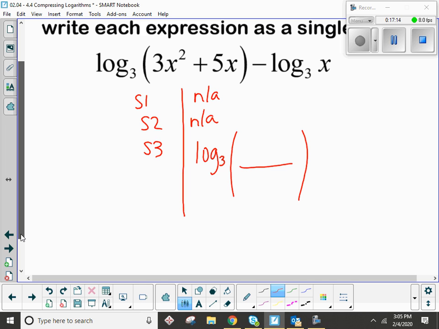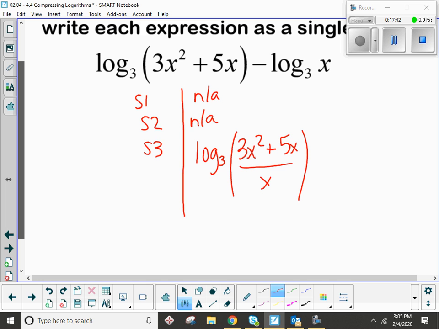The first one goes in the top, and the second one goes in the bottom. Kind of like whatever order you're reading from left to right is how you're going to fill out your fraction from top to bottom. The 3x squared plus 5x goes here, and the lone x goes in the bottom. It really feels like we're done, but we're not done.